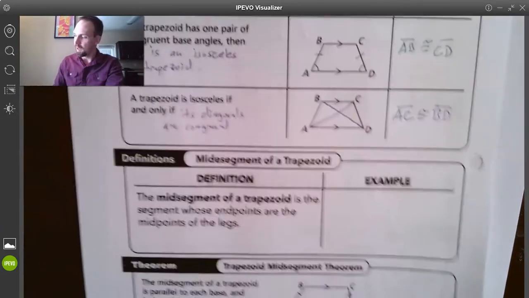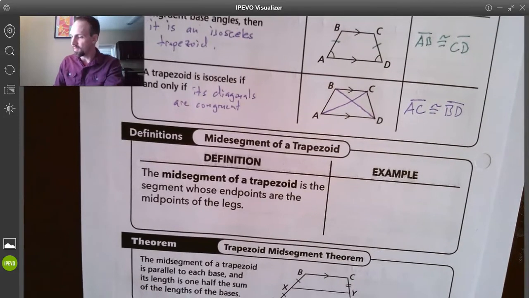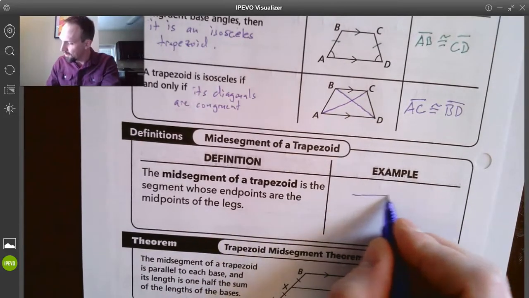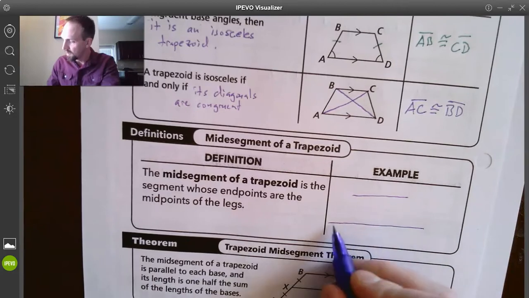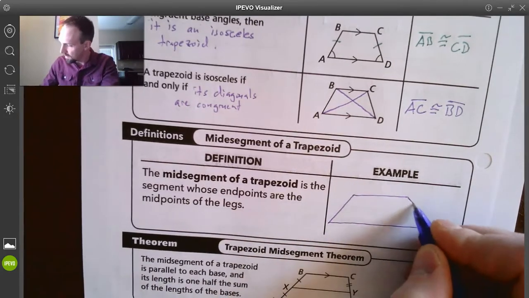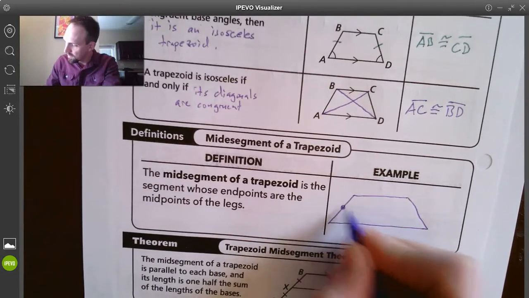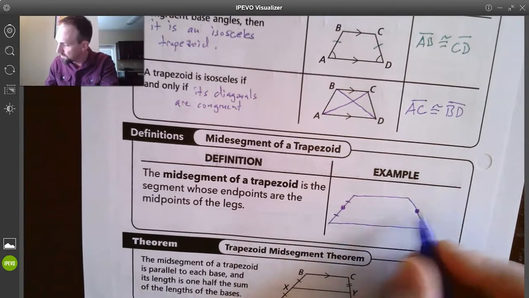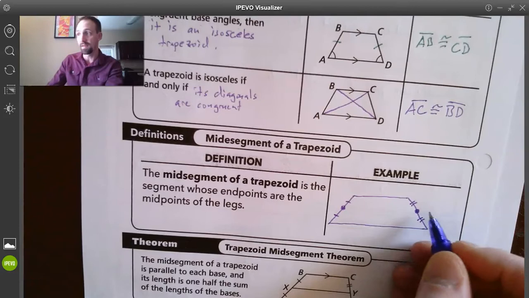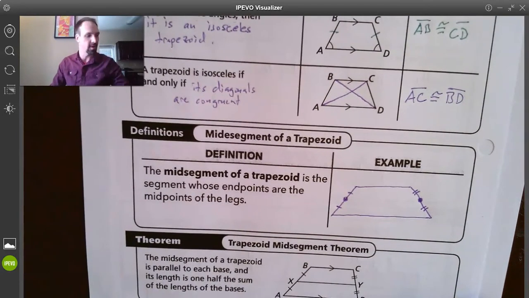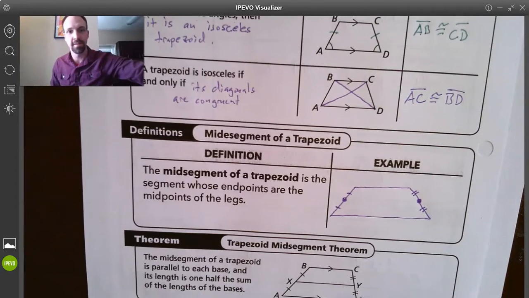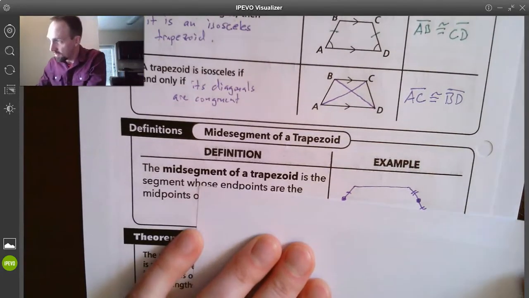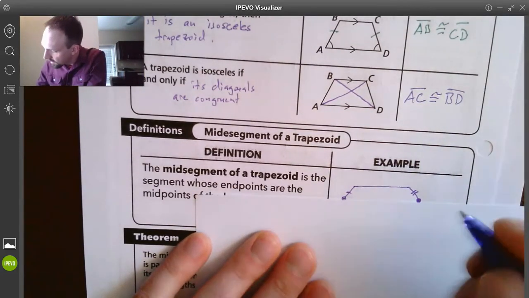The last part I have is the mid-segment of a trapezoid. So this is the segment whose endpoints are the midpoints of the legs. So if I have a trapezoid, like so, and then I'm going to connect here and here. The midpoint here and here, because again, this doesn't necessarily have to be congruent. So the mid-segment is then what cuts across that.